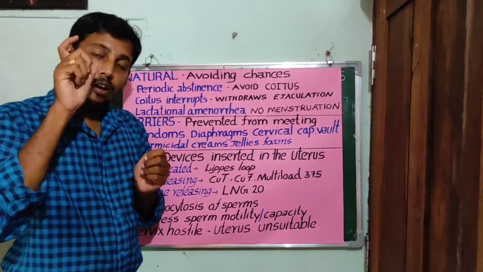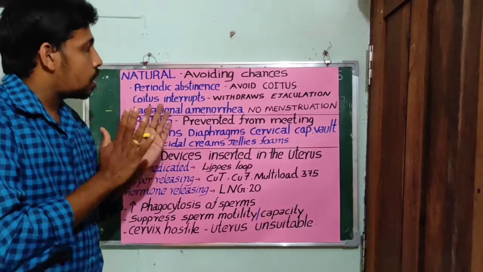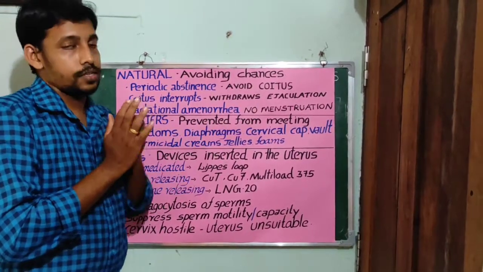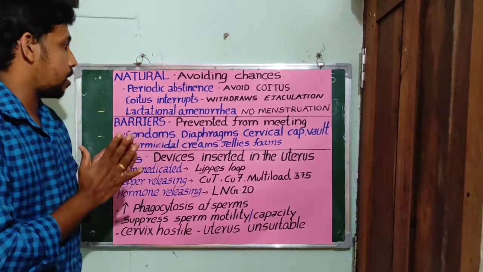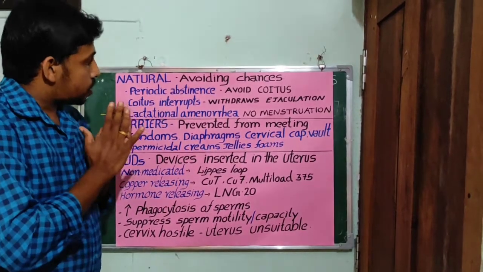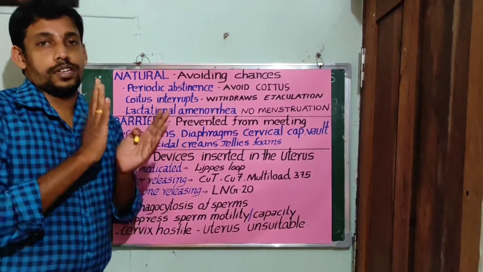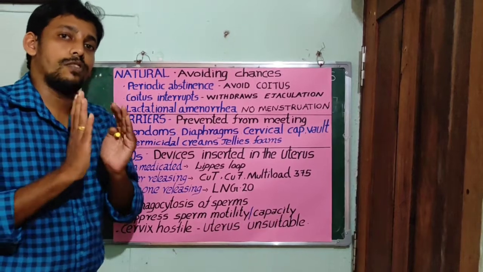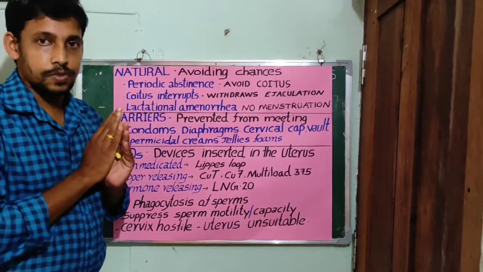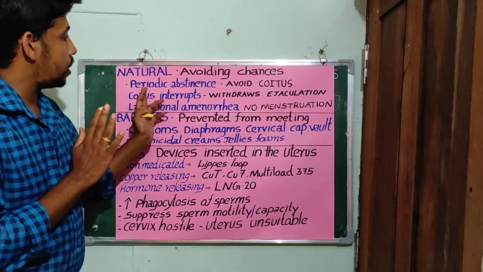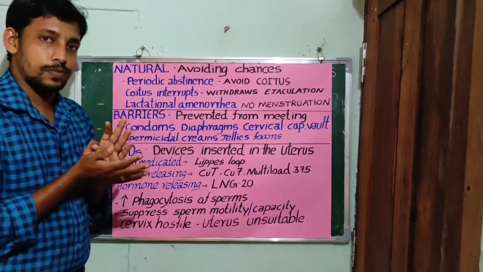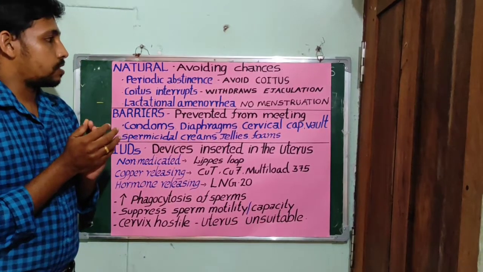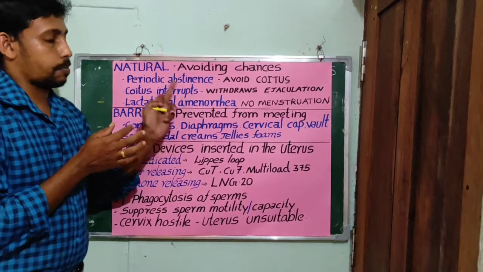So by avoiding coitus during that time, conception can be easily prevented. That is known as periodic abstinence. The next one is coitus interruptus.